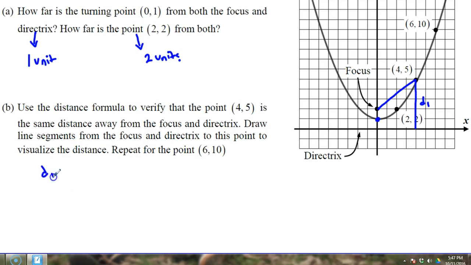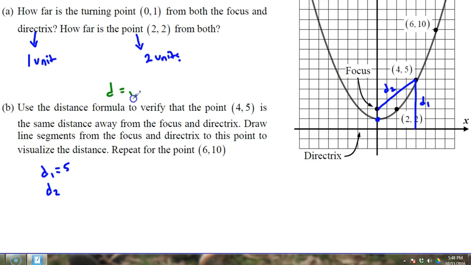D1 equals 5 units. And we have to find out D2. D2 would be this diagonal distance, and I'm going to use the distance formula for that. So let's just recap what the distance formula is real quick. I'll just write it up here.